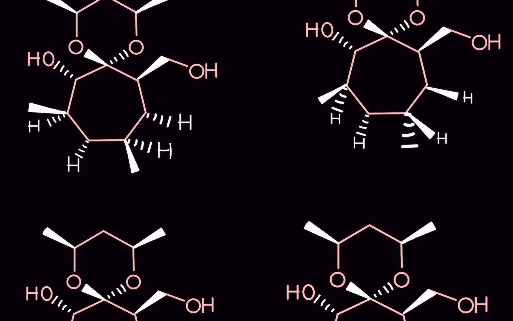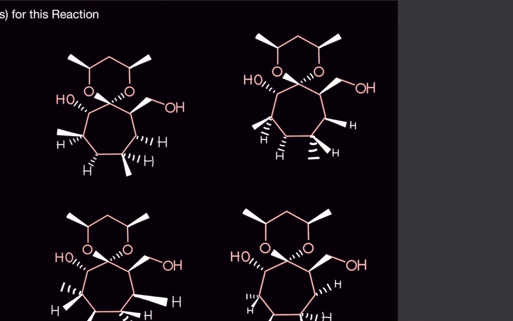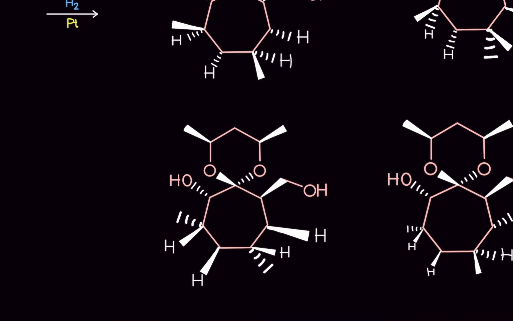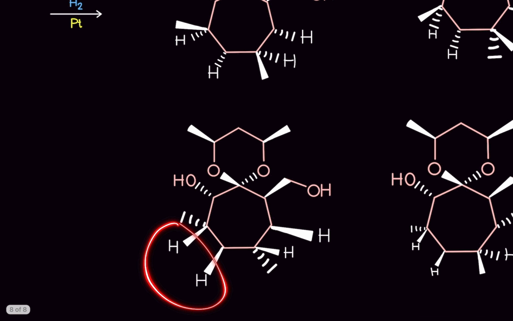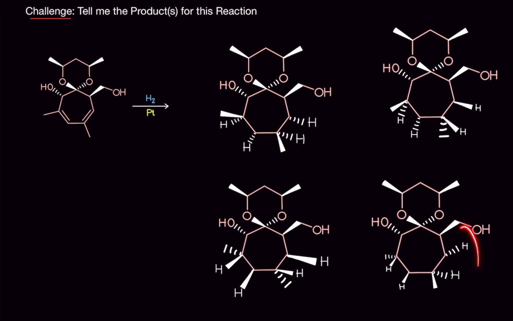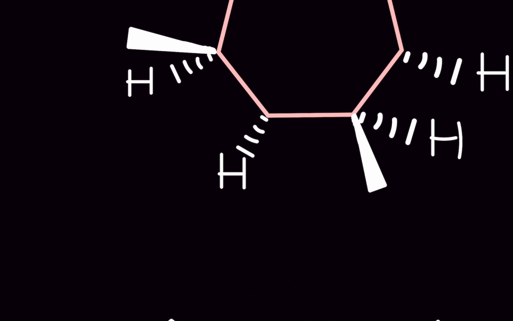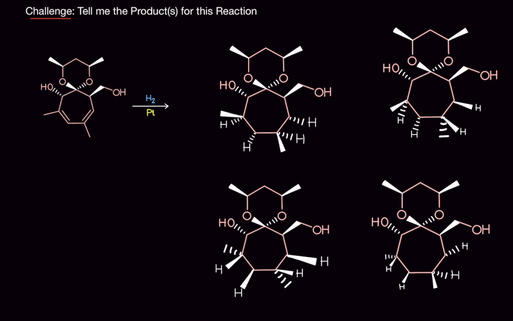I could have Syn addition of wedges here, and I could have Syn addition of dashes here. I could have Syn addition on wedges here and Syn addition on wedges here. Or I could have Syn addition on dashes here and Syn addition on wedges here. Now, the other groups must be forced onto whatever is not on the hydrogen. So these are dashes. This forces the methyl group to be on a wedge. It doesn't have an option. It must be on a wedge.